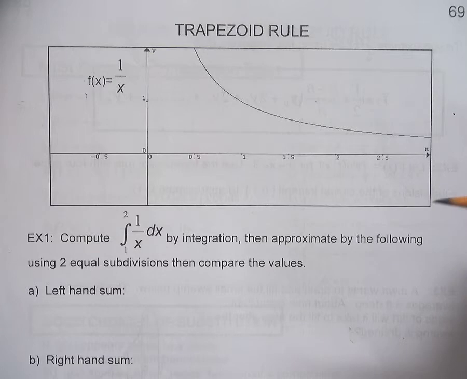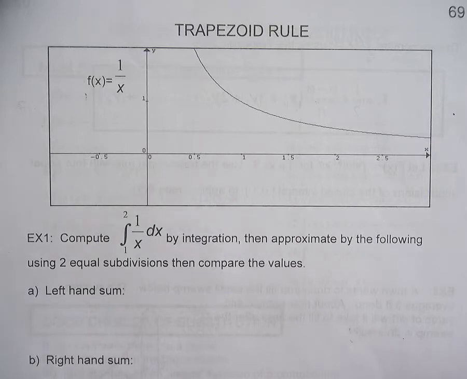And the trapezoid rule here is a rule that helps us find the area under a curve, much like a Riemann sum. The only difference is that instead of using rectangles, we use trapezoids. And what this lets us do is kind of follow the curve a little bit more, and you'll see what I mean by that here in just a second.